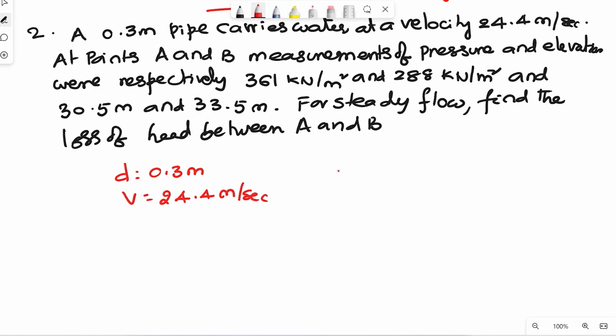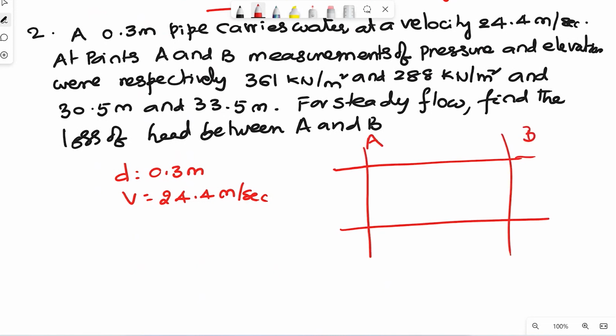Now for example, this is the pipe. So write this is section A and this is section B. Since the pipe diameter is constant, the velocity is constant. Then what is the pressure? Pressure here he has taken as 361 kilonewton per meter square, whereas here it is 288 kilonewton per meter square. And the elevation: here Z is equal to 30.5 meters and here it is equal to 33.5 meters.